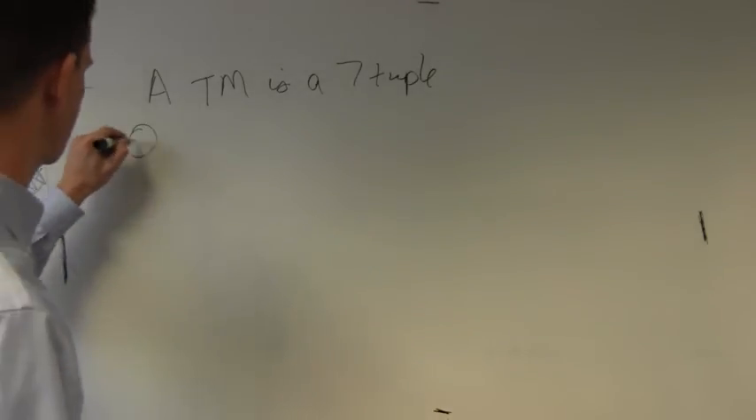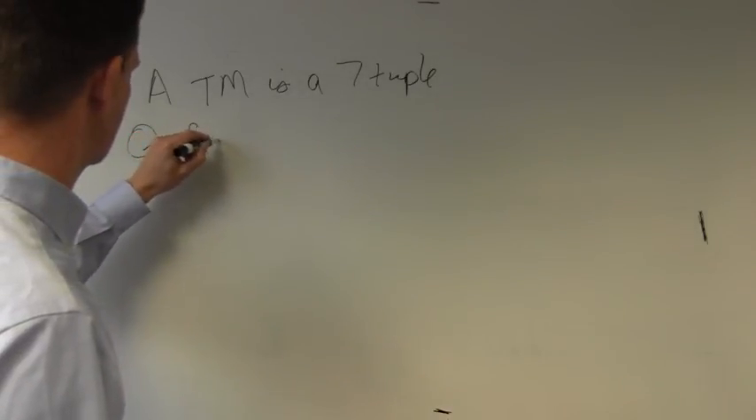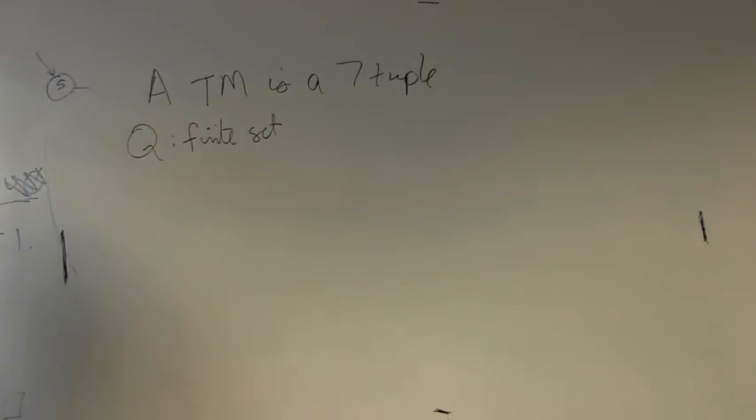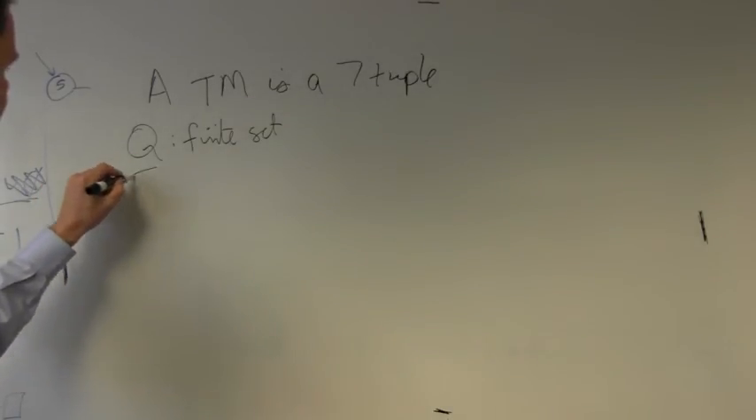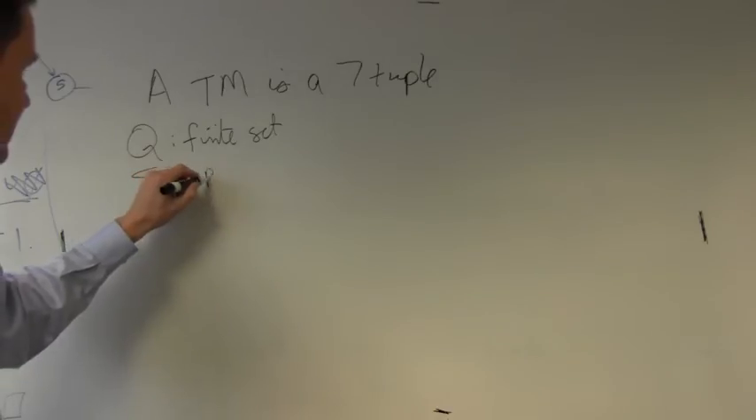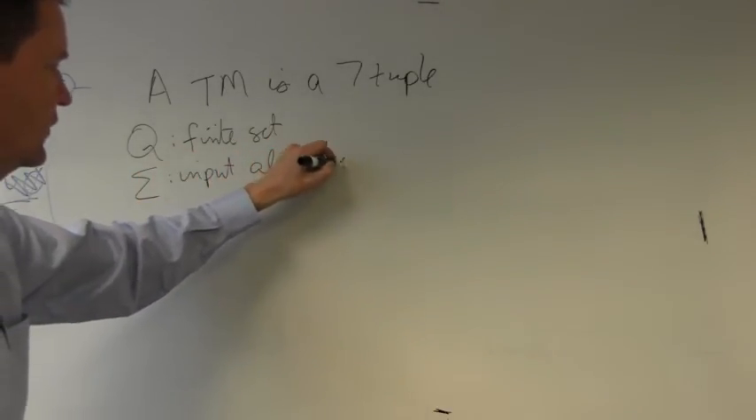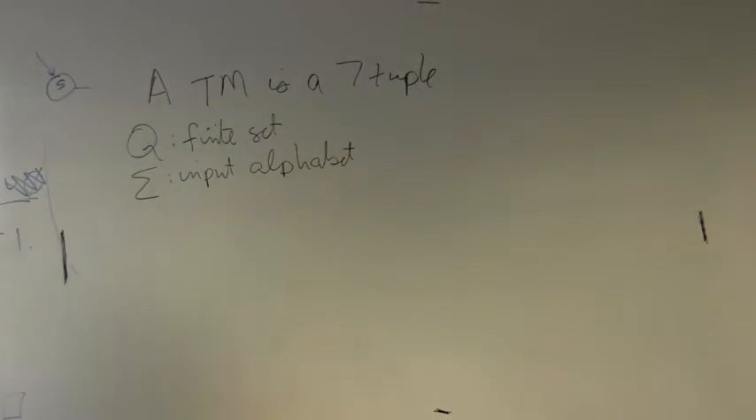parts. So the first part is Q, which is the finite set of states. This should sound familiar, because every model we've looked at so far has a finite set of states. The other thing it has is an input alphabet, sigma. And just like before, the input alphabet is finite.